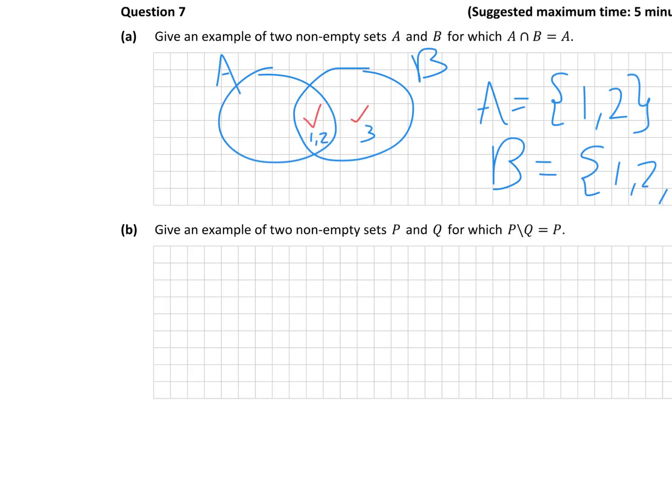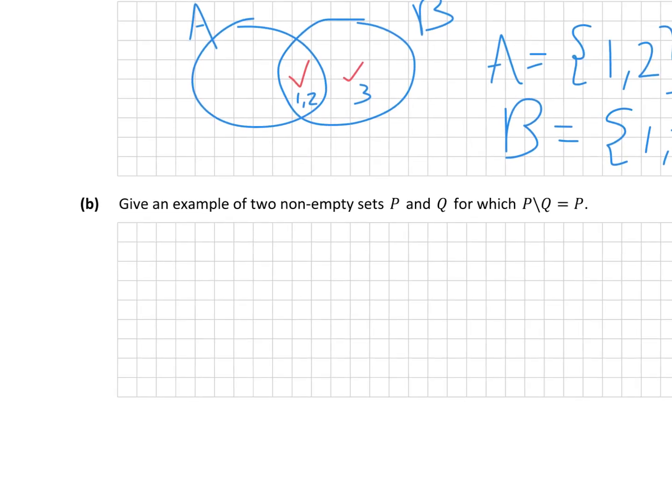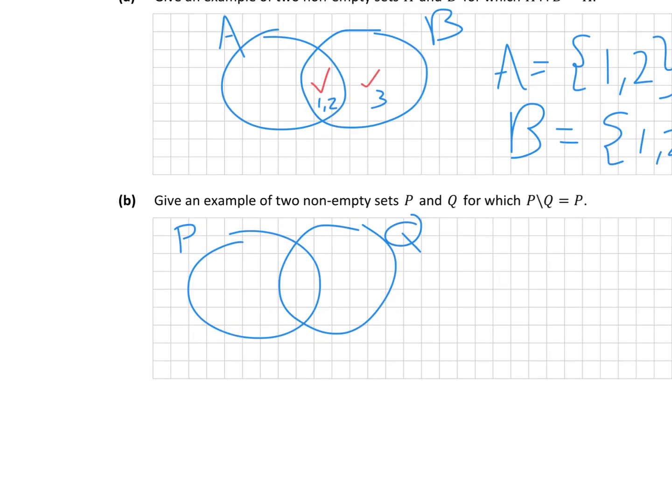Next question, give an example of 2 non-empty sets P and Q for which P less Q is the same as P. Okay, so again, a diagram here might be handy. So P less Q is this section here. And we want to say that P less Q is the same as P. So basically we shouldn't have anything in the intersection here, because if we do, P less Q is not going to be the same as the whole of P. So we should leave this intersection blank. And Q can have some stuff in it as well if it wants. So basically there shouldn't be any overlap. Let's have a look at what that looks like.